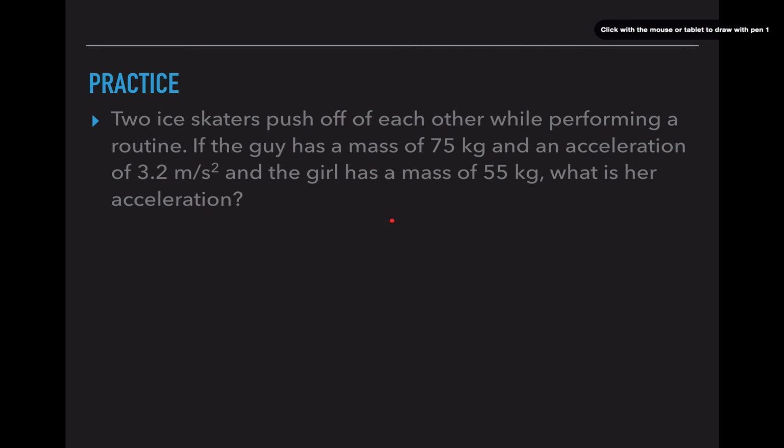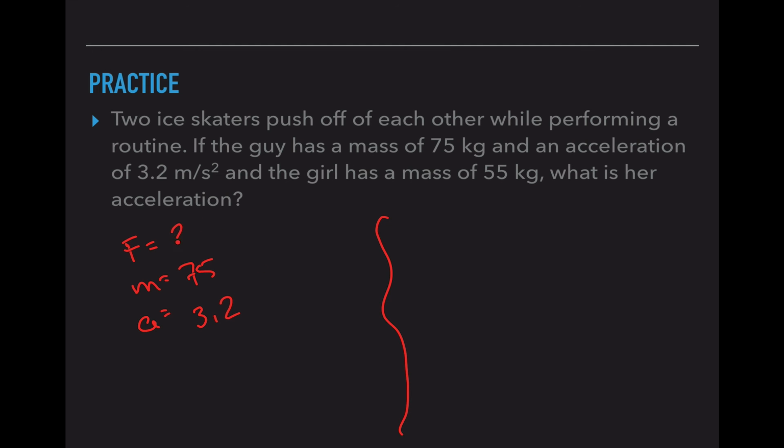If we wanted to break it down into two steps, and we draw the line down the middle, we would do F, M, A, and we have the 75 and the 3.2. And we would solve for the F to be 240. And then on this side, we have the F, the M, and the A. The mass is 55. The force has to be the same, so 240 gets plugged in over here, and we can solve for the acceleration.